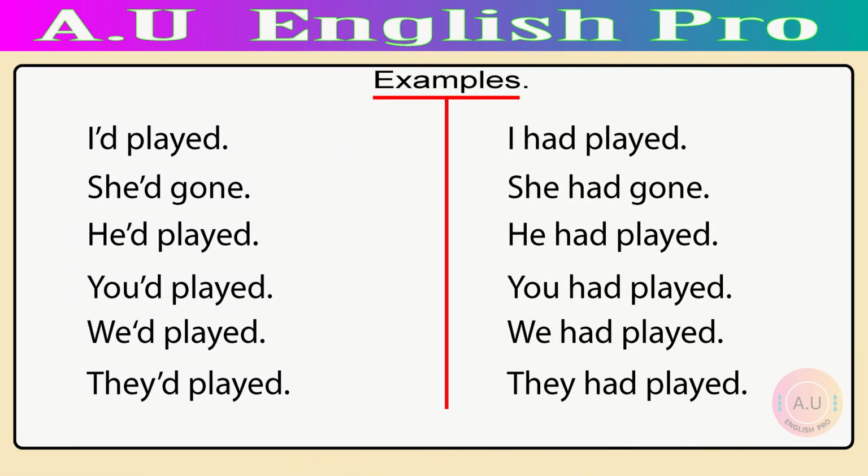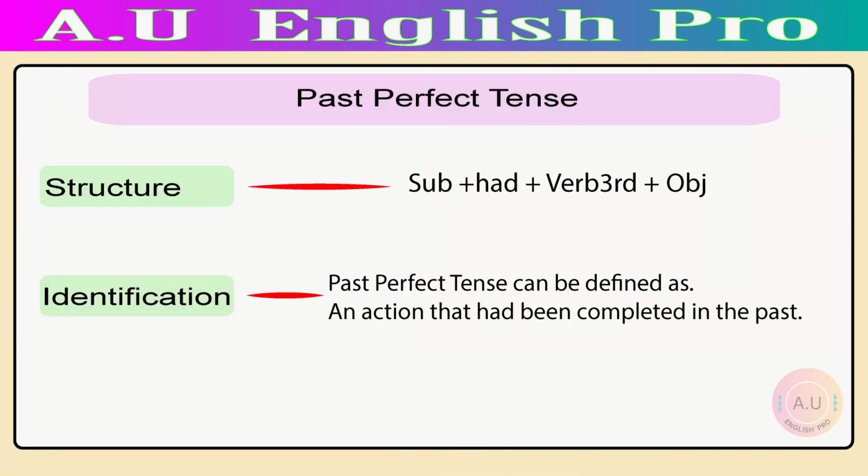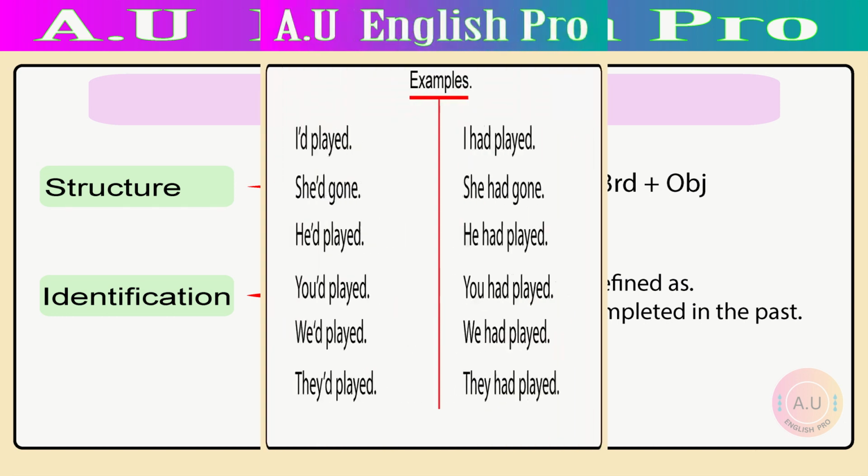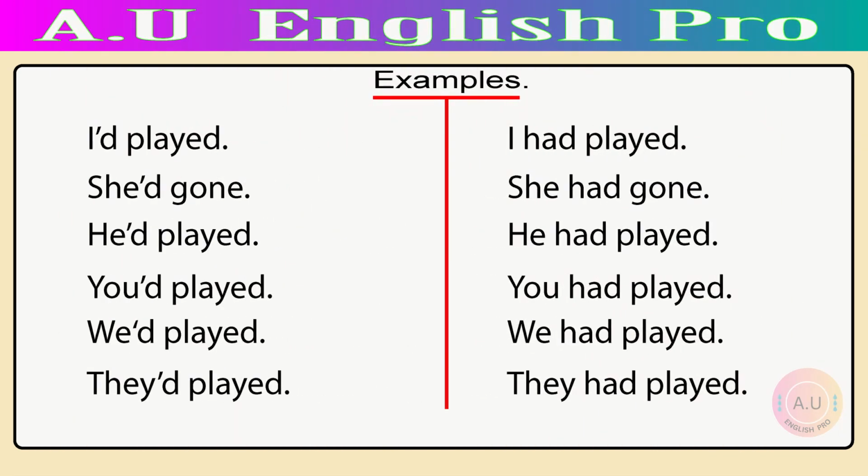Now we will discuss the contraction of I'd, and the full form of this contraction is like I had. Friends, as you know, we already have studied the past perfect tense. According to the structure of past perfect tense, we use subject plus had plus verb's third form. So let's see some examples so you can easily understand how we can recognize the contraction of I'd.